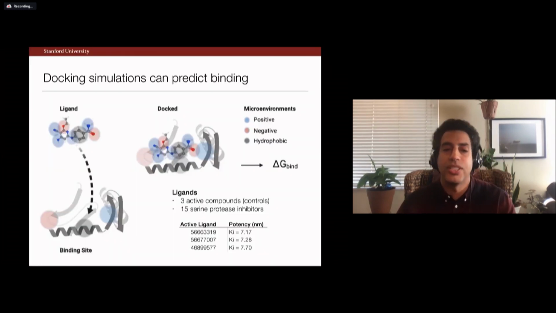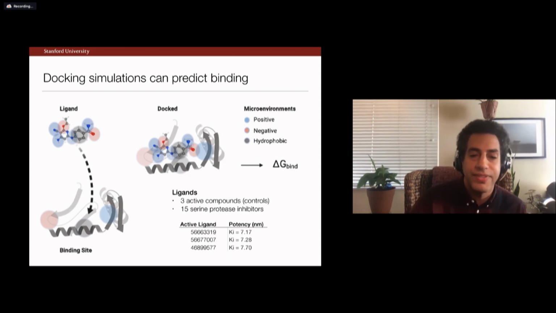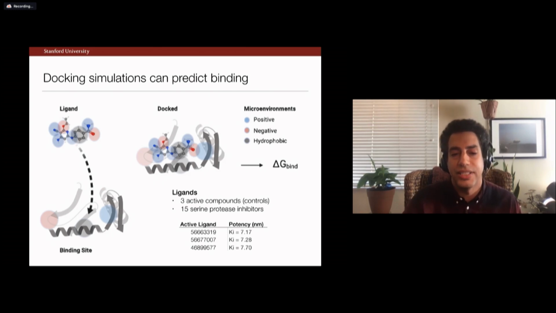The type of simulations we're going to use are called molecular docking. Basically, you take a potential inhibitor and jam it into the active site, and then you look at how well it fits as well as the number and strength of physical interactions. Doing this, you can use some principles of physics to calculate the binding energy, which indicates how strongly that potential inhibitor is going to bind the active site. We did this for 18 molecules in total. Three of them were designer chemicals that are known to be very potent inhibitors of TMPRSS2, and we used these as positive controls. The other 15 were our most promising repurposing candidates.